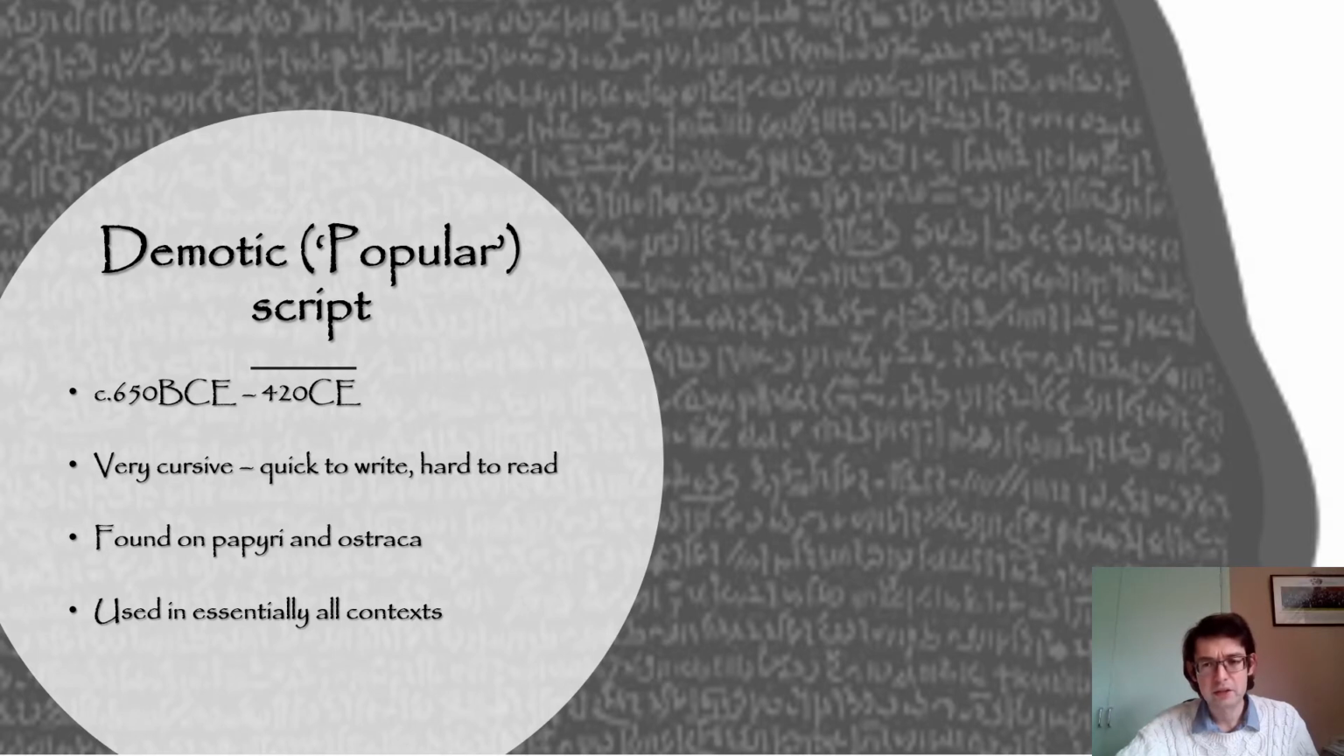Evolving from hieratic from around 650 BC, so relatively late on, we also have another Egyptian script known as Demotic, the popular script, according to the Greeks. It's not very popular with many Egyptology students today, though, because it's even more cursive than its hieratic predecessor, and therefore it's often difficult to puzzle out the handwriting of the scribes who wrote it.